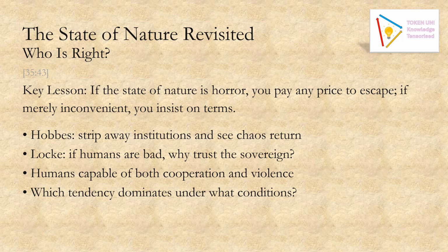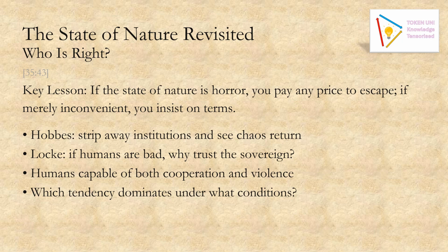Who is right? Hobbes would say, Locke is naively optimistic about human nature. Strip away the institutions and see how long natural law restrains people. The veneer of civilization is thin. Underneath is the war of all against all, waiting to resurface whenever authority weakens.